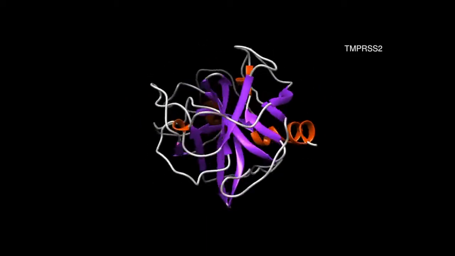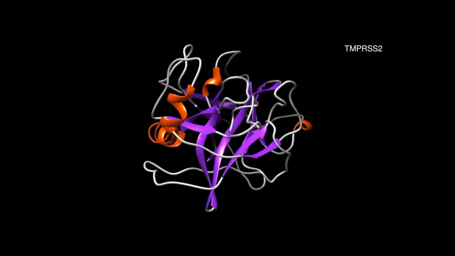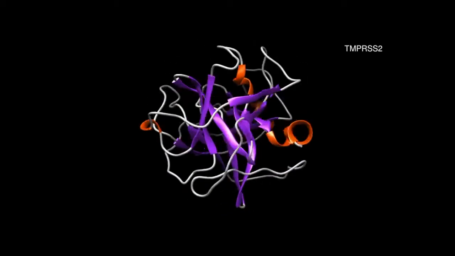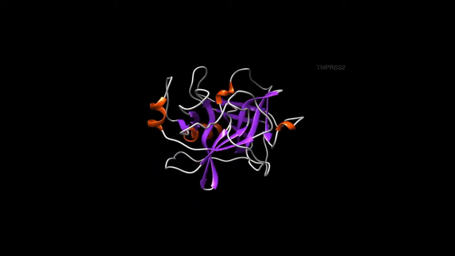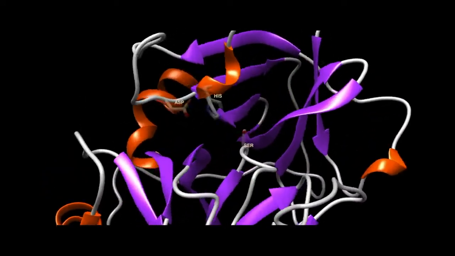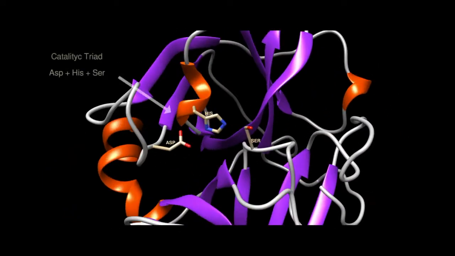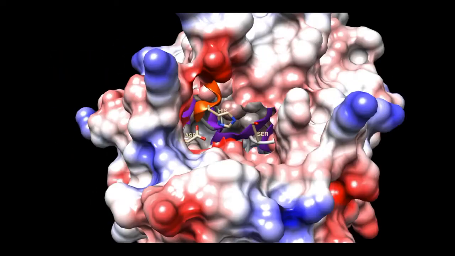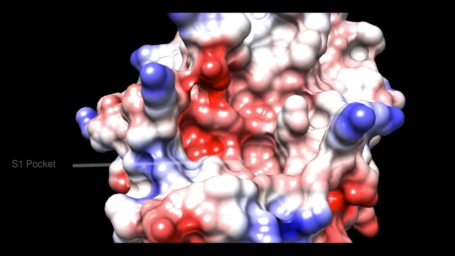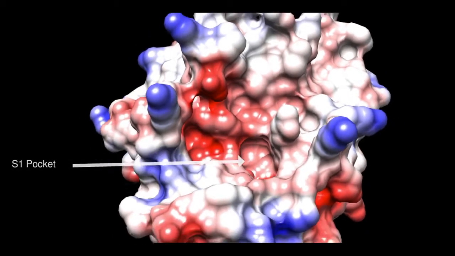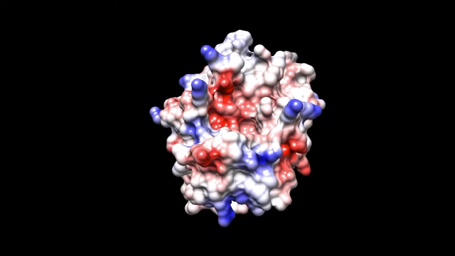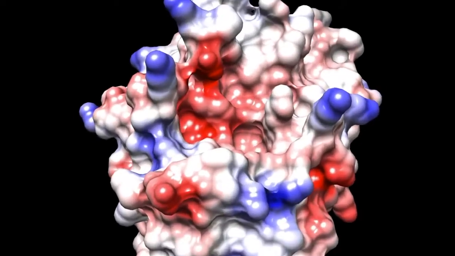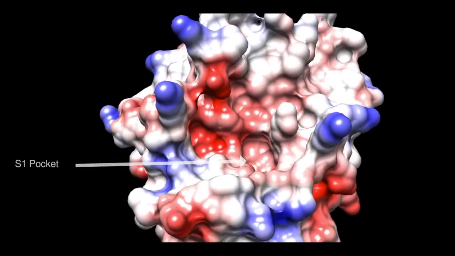TMPRSS2 is a serine protease that induces a conformational change in the spike protein, which tethers the virus to the host. It does so thanks to its catalytic triad, composed of aspartic acid, histidine, and serine. This combination makes the serine residues a very active nucleophile. They are located in the S1 pocket, here in red.